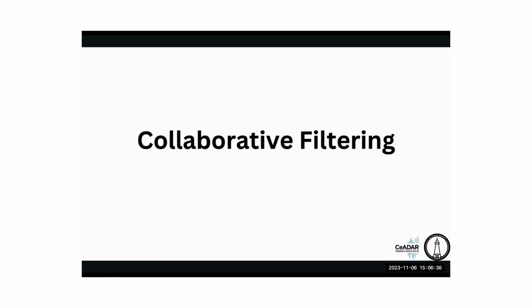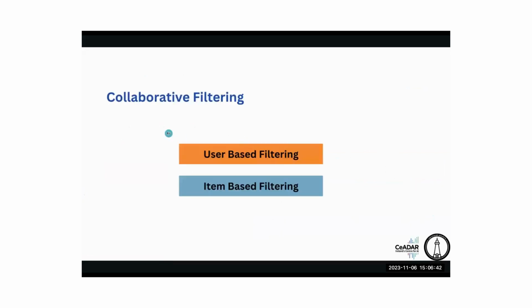Now let's start with collaborative filtering. Collaborative filtering relies on the idea that users who have interacted with or liked similar items in the past will have similar preferences in the future. That's the main idea of collaborative filtering. There are two different types: user-based collaborative filtering and item-based collaborative filtering.